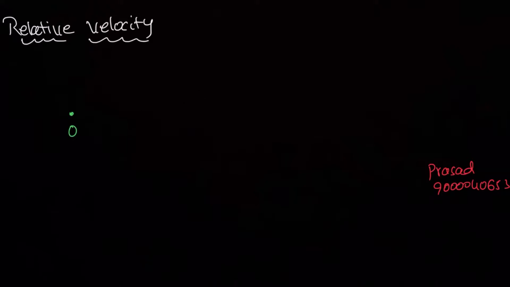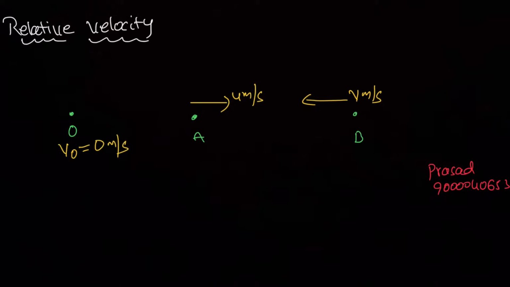Observer, A and B are in the same line. A is moving towards the right with speed u meter per second and B is moving towards the left with speed v meter per second with respect to observer, where observer is in the rest position. So velocity of the observer is 0.